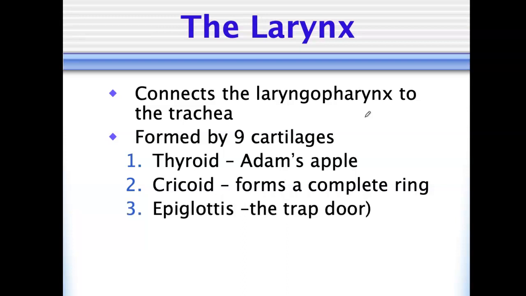And the epiglottis, which we're going to call the trap door, is not going to allow the bagel into the trachea. And the arytenoid is going to be important in moving your vocal cords and making them more taut for a high-pitched sound or less taut for a lower-pitched sound. So that is the arytenoid. Okay, so thyroid, cricoid, epiglottis, and arytenoid. Those are the 4 that you need to know out of the 9.